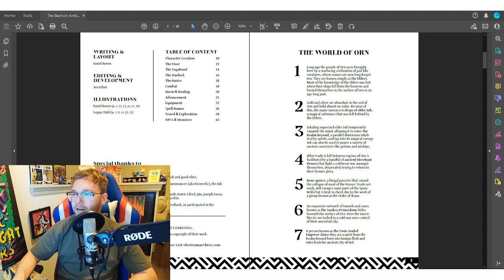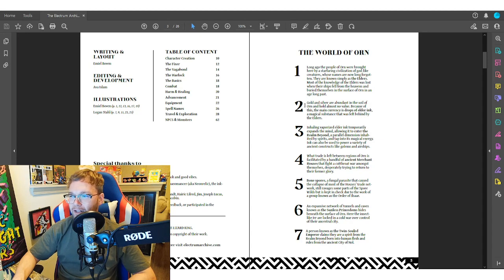people of Orn were brought here by a star-faring civilization of godlike creatures whose names are now long forgotten. They are known simply as the Elders, and most of the knowledge of the Elders was lost when their ships fell from the heavens and buried themselves in the surface of Orn in an age-long past. So like I said, already starting off with a very sci-fi heavy element here. A lot of these high fantasy worlds tend to stray away from this, and I really like that right off the bat, already embracing this really cool sci-fi realm with these elder gods, essentially, that came to this world of Orn and brought the technology there that you're going to see throughout the rest of this.